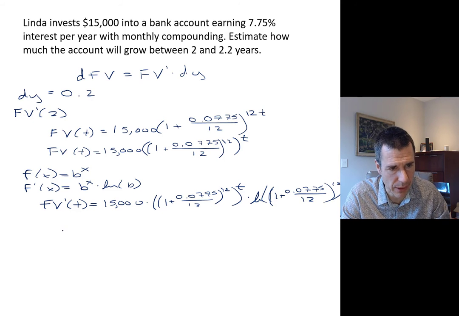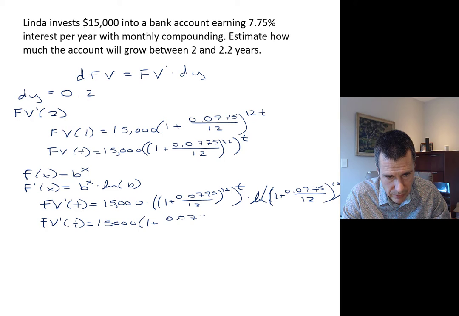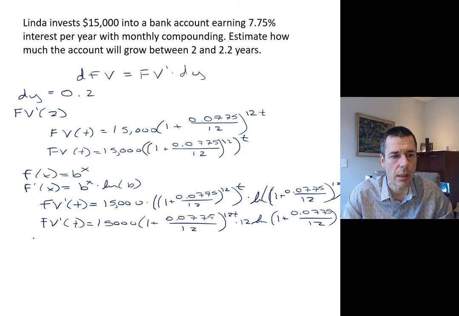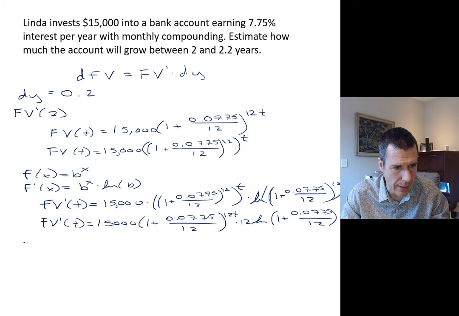And now we can just rewrite this a little bit, clean it up. Fv prime of t equals 15,000 times, and this is just this original thing, so 1 plus 0.0775 over 12 to the power 12t, and this we can bring the exponent down, so we get times 12 times natural log of 1 plus 0.0775 over 12. Okay, the future value, we don't need this, but we'll calculate it.